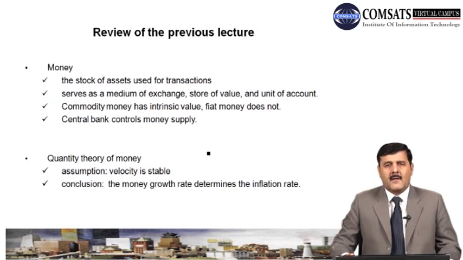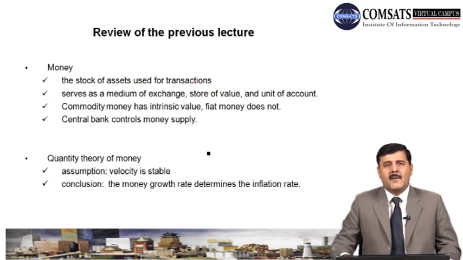From this we saw that the government can adopt expansionary monetary policy as well as contractionary monetary policy. If the government needs to print more money, or wants to increase money supply in the economy, then it adopts expansionary monetary policy. But if the government wants to reduce money supply in the economy, then it adopts contractionary monetary policy. After that, we talked about the quantity theory of money.